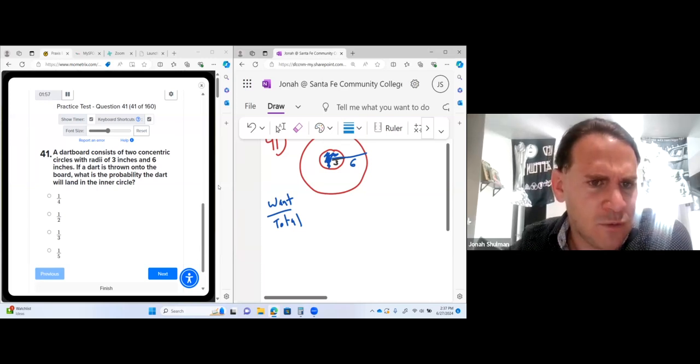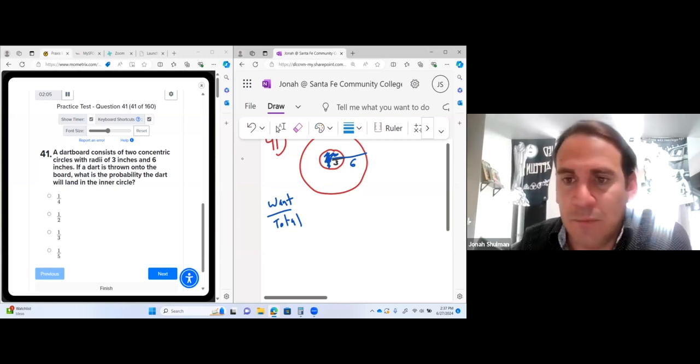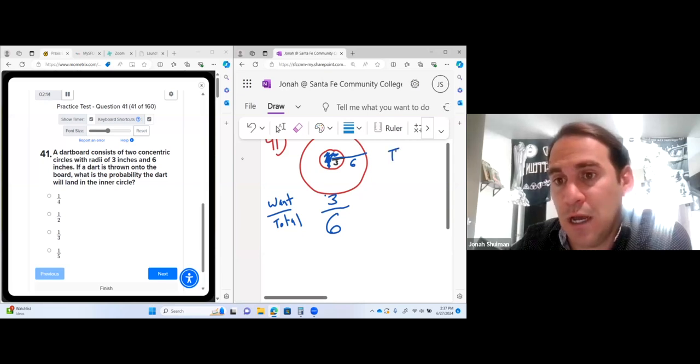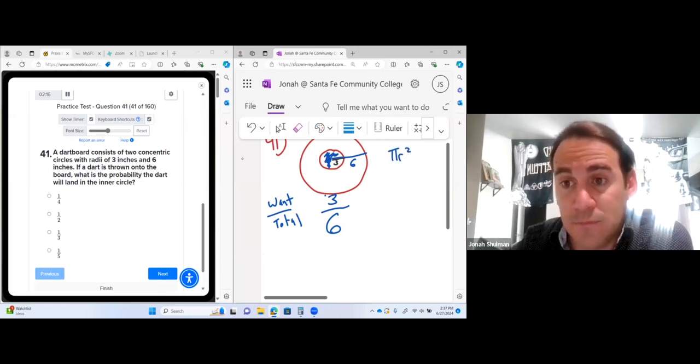If the dart started onto the board, what's the probability that the dart will land on the inner circle? So two concentric circles, 3 and 6. The bigger one is 6 inches, so the total is 6. The top one is what we want, just here, which is 3. Now, if you want to know the area of a circle, it's pi r squared, just so you know.